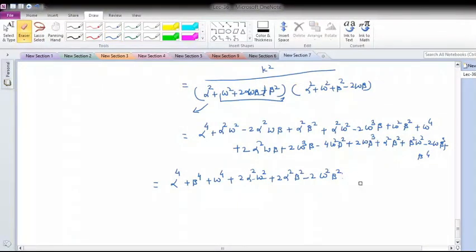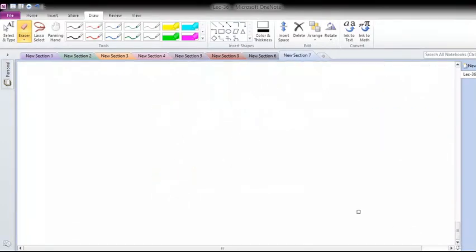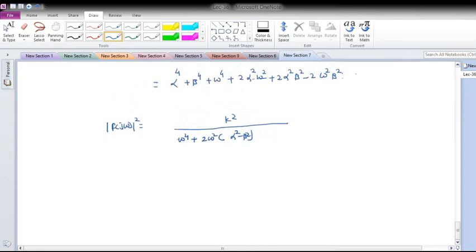Okay, so now I'll write the magnitude of F of j omega square, which will be k square over omega raised to 4 plus 2 omega square, which I have obtained, you can check it from this equation, 2 omega square into alpha square minus beta square, plus alpha raised to 4 plus beta raised to 4 plus 2 alpha square beta square.